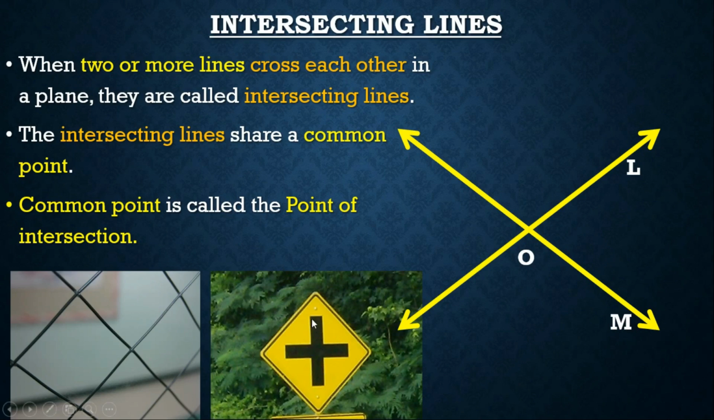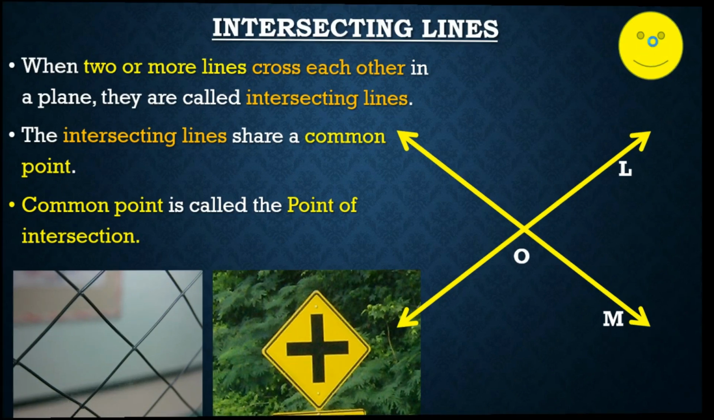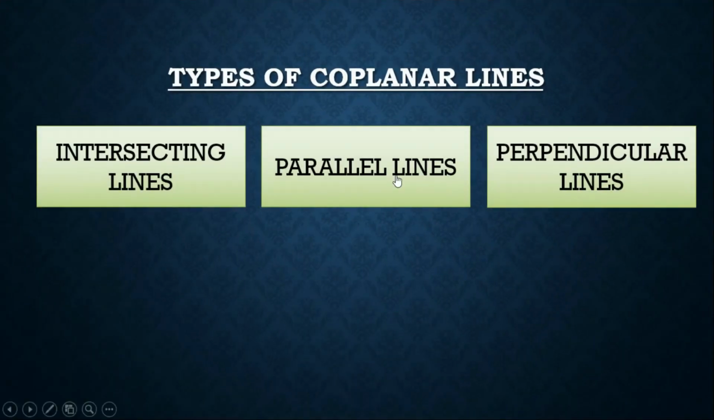We have one more example. This is a signboard. Here is one line and here is the second line. These two lines are intersecting at one point, and this point is known as the point of intersection. I hope you all got the concept of intersecting lines.